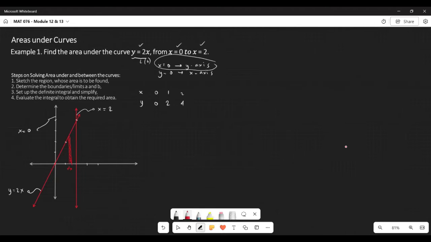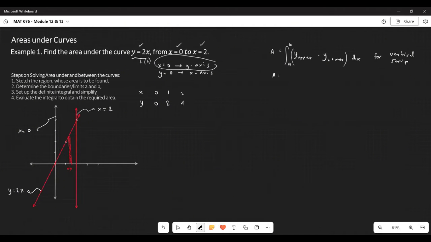Next is to set up the definite integral and simplify. Earlier, we introduced a formula. When our strip is vertical, we use the integral of y upper minus y lower dx, with limits from A to B. This is for a vertical strip. There is also another: A is equal to the integral of x right, the function on the right, minus x left, dy, for a horizontal strip. The limits are A and B, or C and D. These are just representations of our formula. These two are the formulas we use to solve for area.